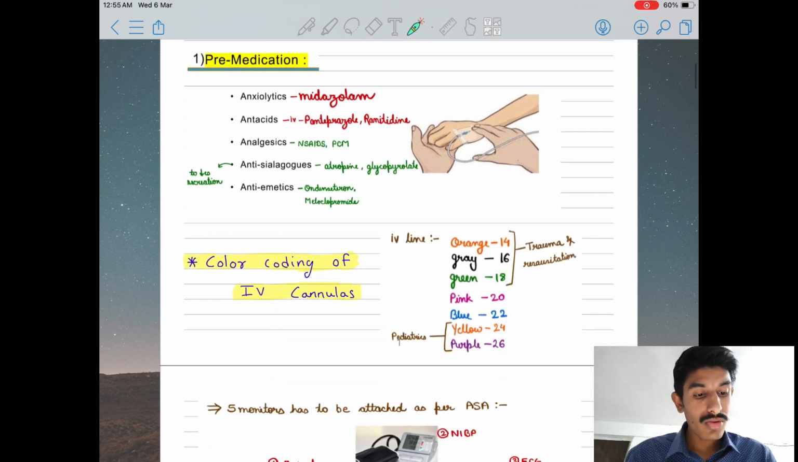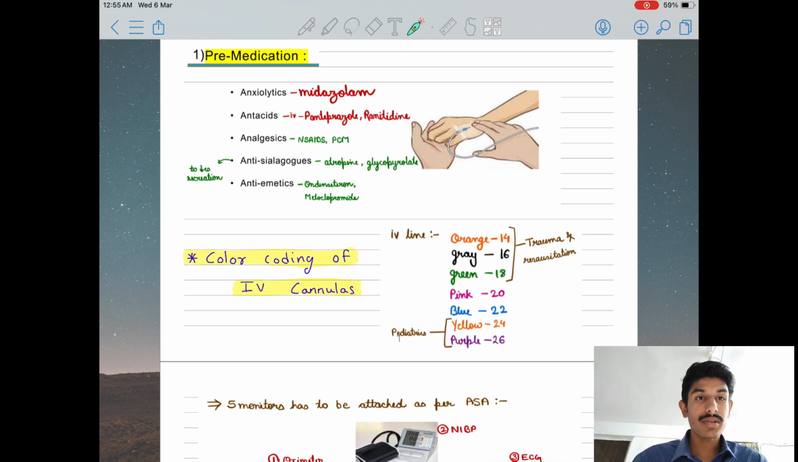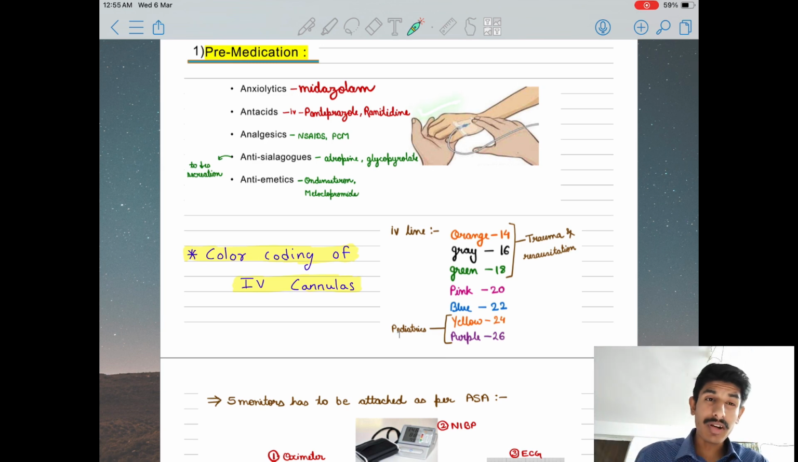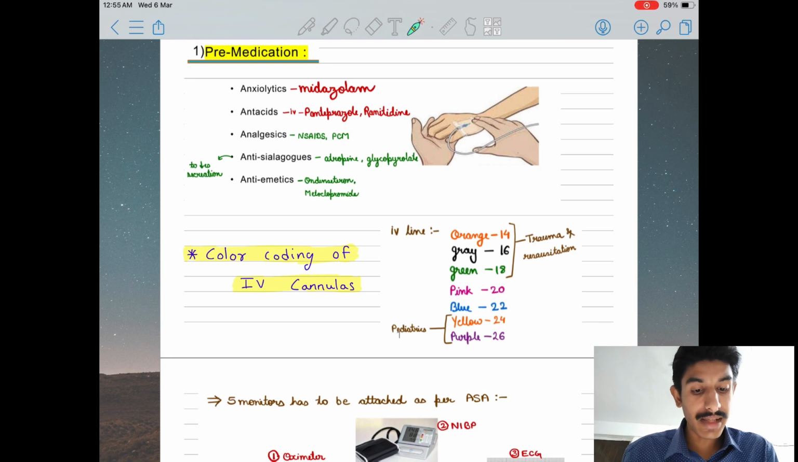Okay, so the next part is pre-medications. If you want to give a person anesthesia, before giving it, some medication we have to give. For example, for anxiety we can give midazolam. For antacid we can give pantoprazole or ranitidine, which we use normally. Then analgesics: a patient may say, doctor, after my last operation I had a headache, vomiting, nausea and anxiety. To stop that, we can give prior medicine, like the ones I told you about.